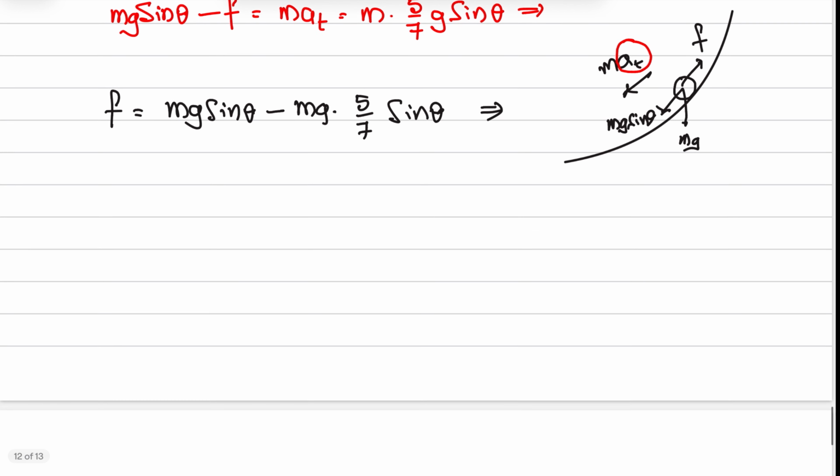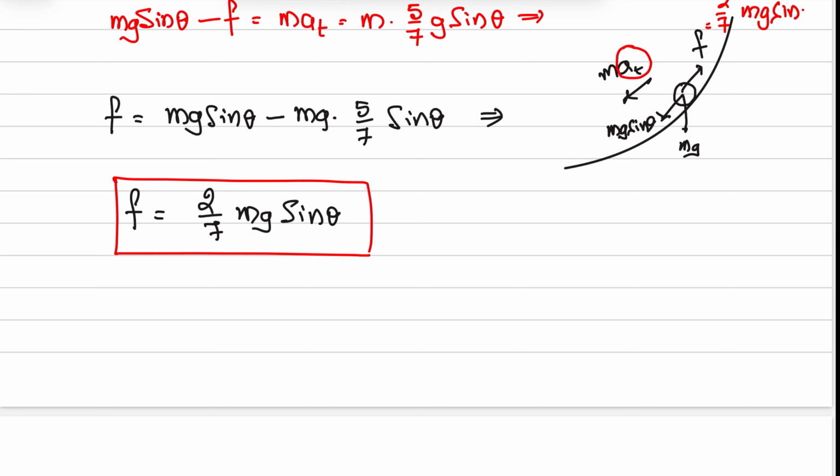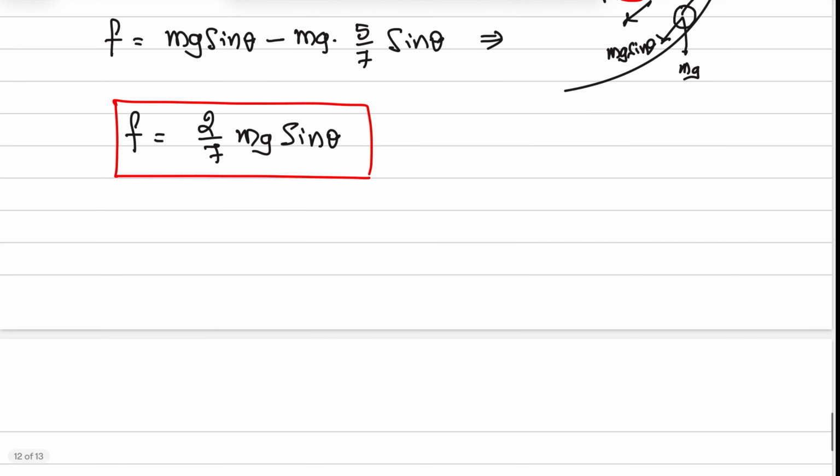That implies the frictional force is equal to 2 by 7 mg sin theta. Now we have the total values with us. Now we have to find out the minimum coefficient of friction.